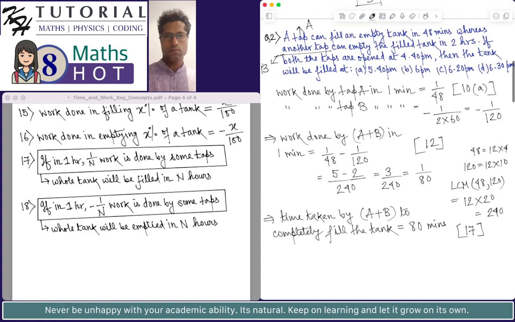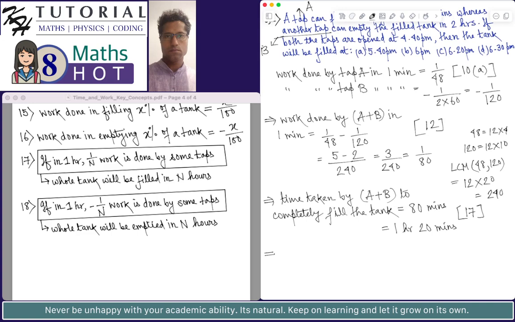Now let's convert these 80 minutes into hours and minutes. So this is 1 hour 20 minutes. Now both the taps were opened at 4:40 p.m. So after 1 hour and 20 minutes, the tank will be filled. So what will be the time when the tank will be filled? The time will be 1 hour 20 minutes after 4:40 p.m.